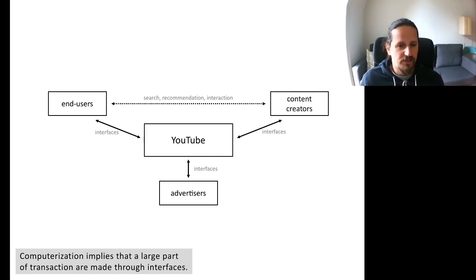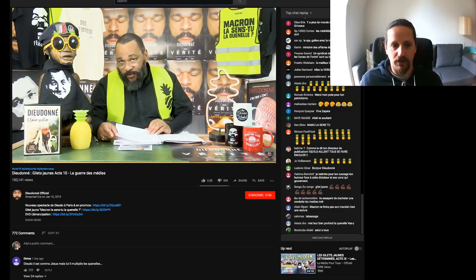So some of that stuff previously was done through a phone call. An advertiser would call a newspaper saying, oh, I would like to place an advertisement. But now this happens through interfaces. There are not just millions of users and content creators, but also millions of advertisers potentially that can come in there, right? And interfaces play a role in steering how this all works.